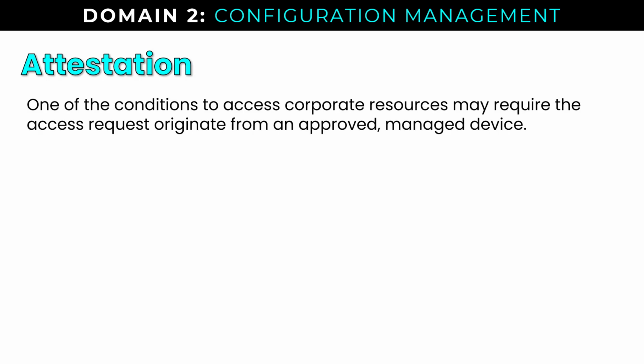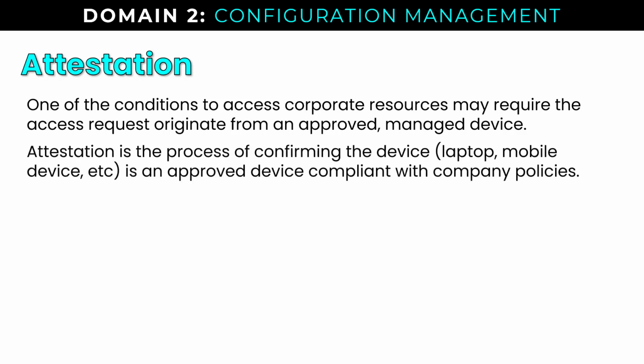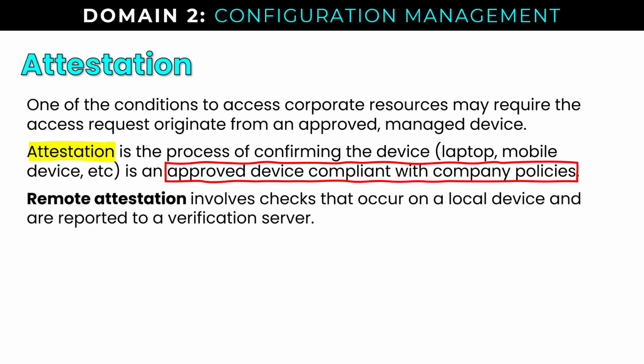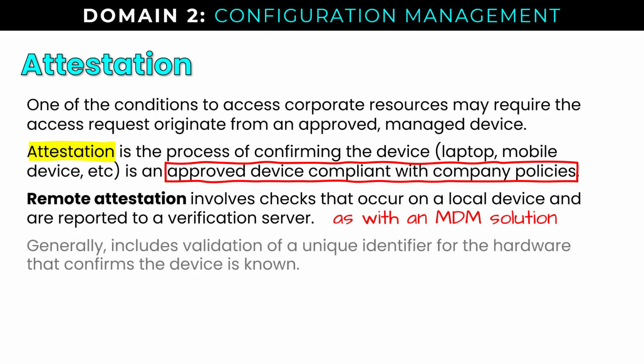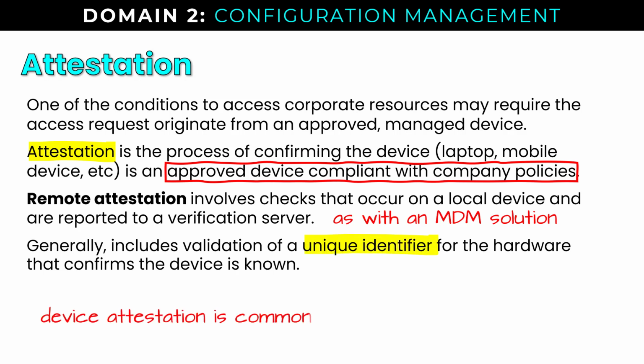Attestation. One of the conditions to access corporate resources may require the access request originates from an approved managed device. So attestation is the process of confirming the device, whether it's laptop, mobile device, etc., is an approved device compliant with company policies. Remote attestation involves checks that occur on a local device and are reported to a verification server. This would be common with a mobile device management solution like Microsoft Intune or AirWatch. Generally, this includes validation of a unique identifier for the hardware that confirms the device is known. Device attestation is common in zero trust architecture.